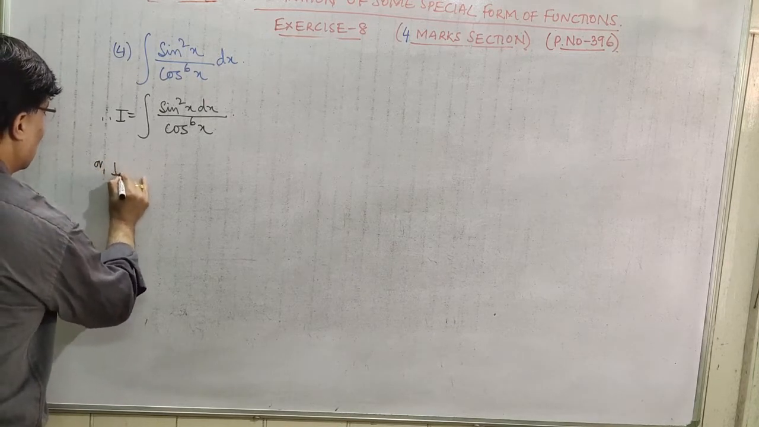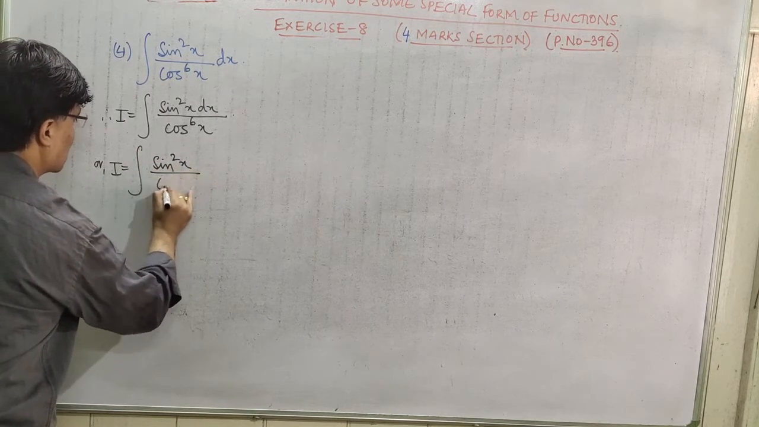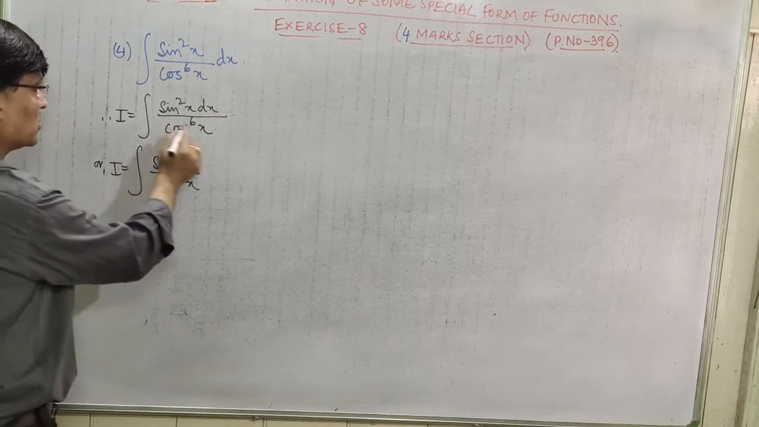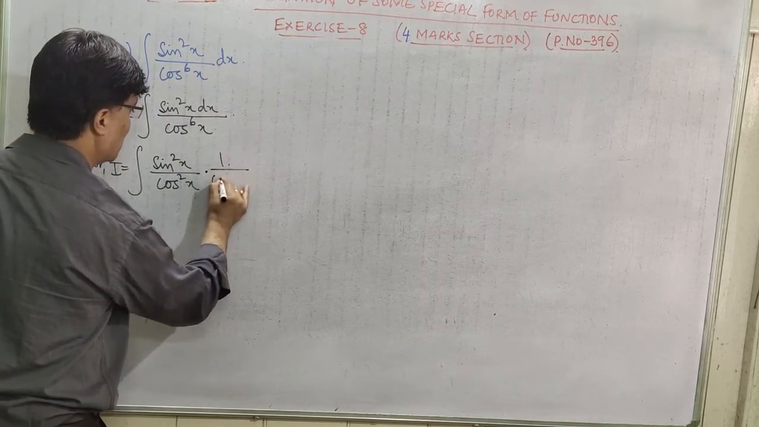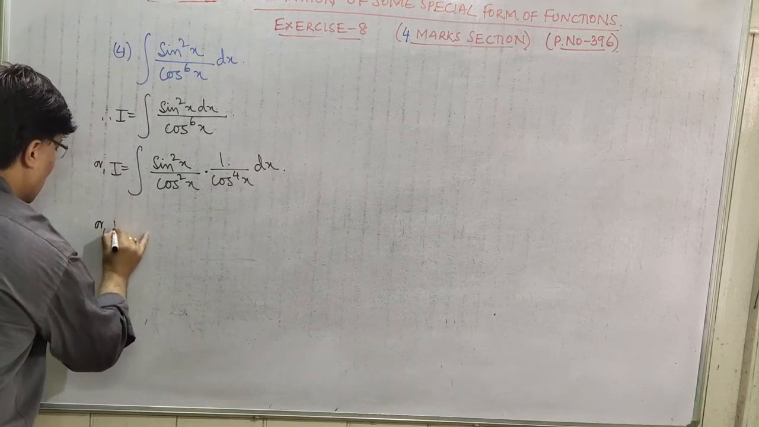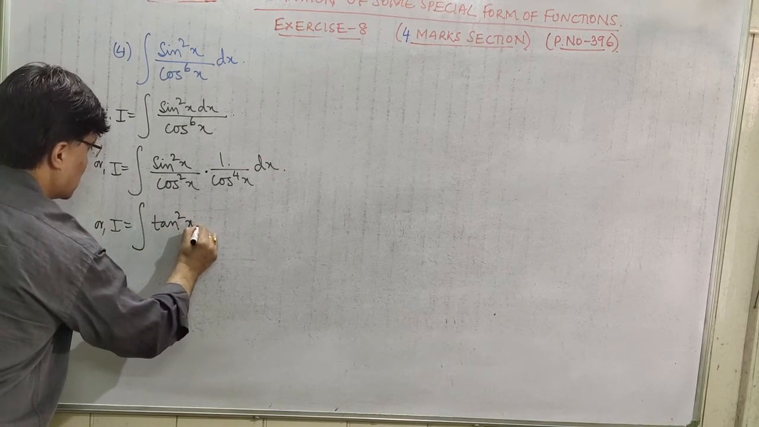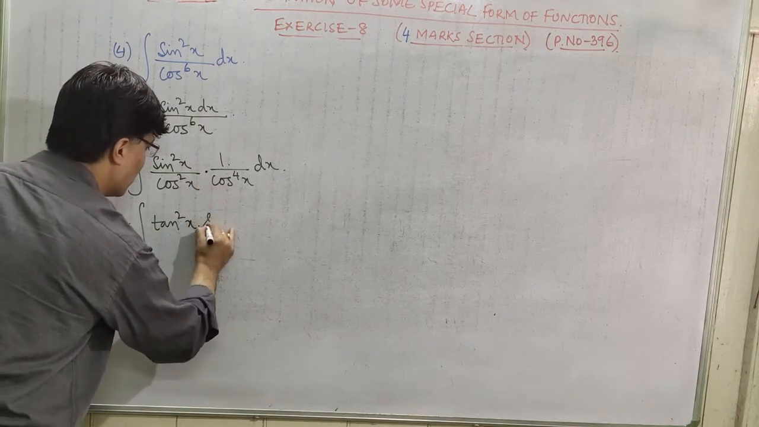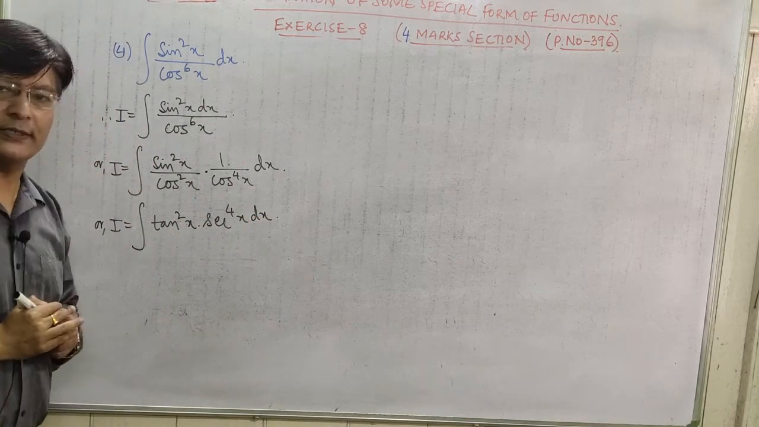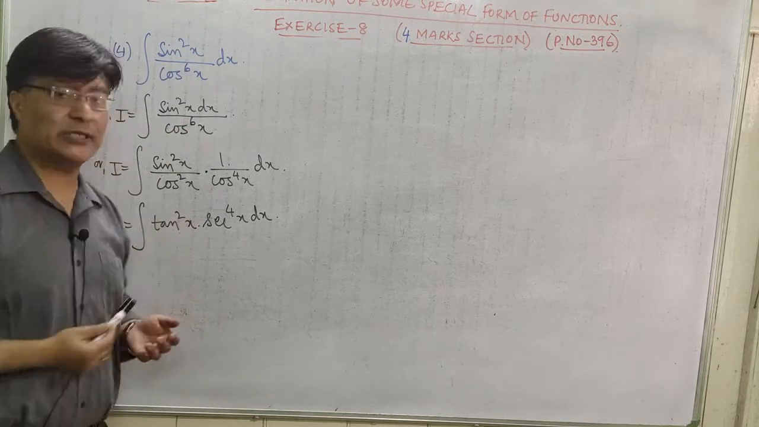I is equal to integration of, you can write it as sin square x by cos square x. Since there is sin square x, you should divide it by cos square x, but there is cos to the power 6x, so you can write it as 1 upon cos to the power 4x dx, right? So I is equal to integration of, what is sin square x by cos square x? This is your tan square x. What is 1 by cos to the power 4x? It is sec to the power 4x dx.